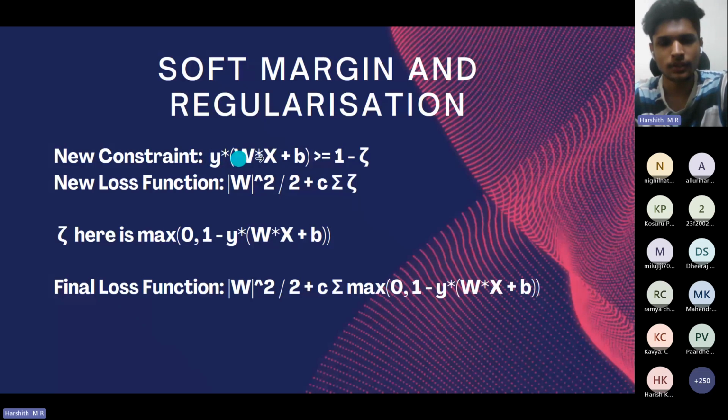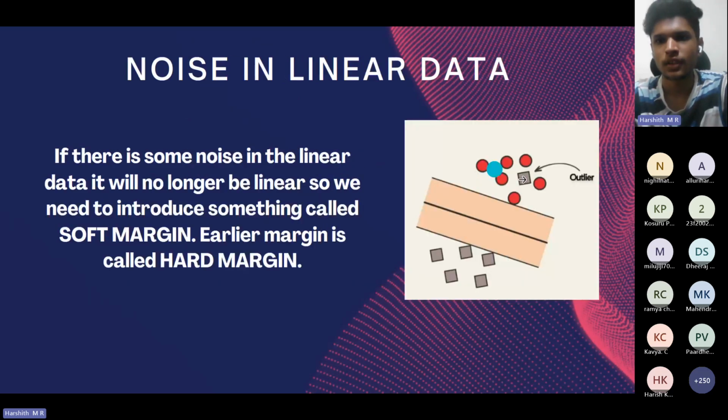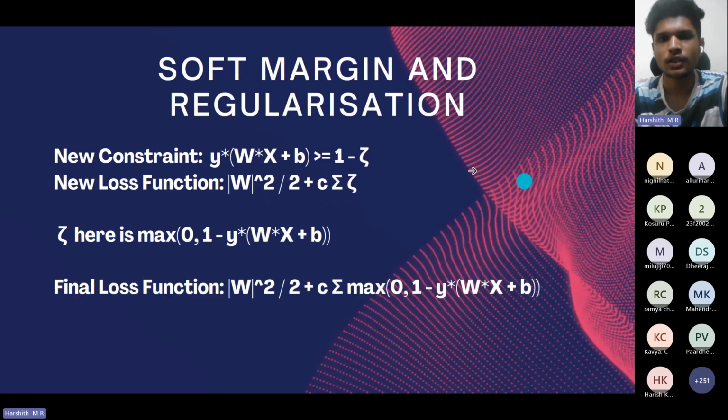Earlier, this was the constraint we developed previously: y times (w times x plus b) greater than or equal to 1. We'll introduce a new term called zeta, which would ease the constraints in some of the cases. So for this point, the zeta value would be such that this condition would be satisfied. That is how this soft margin works. This zeta value cannot be any random big value. We need to optimize that also, so we'll put that in our loss function. And there is a definition for zeta in the soft margin case.